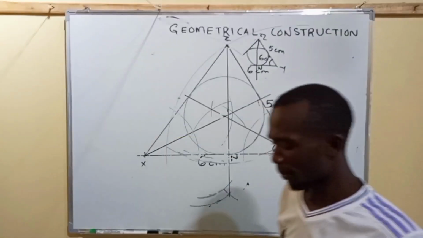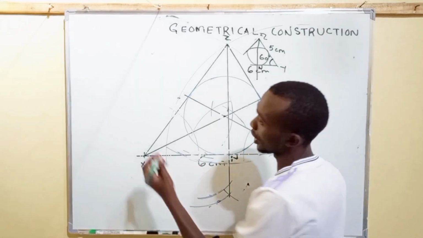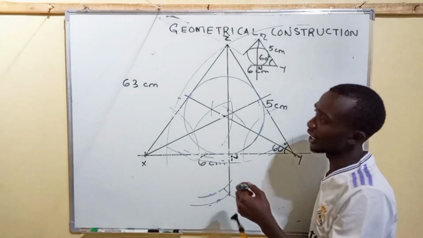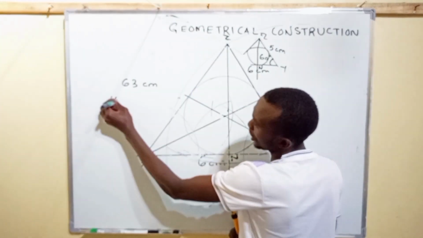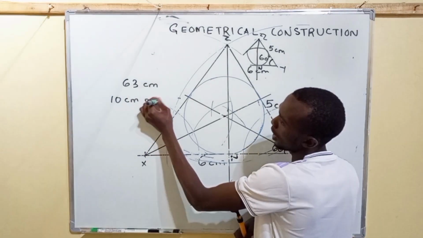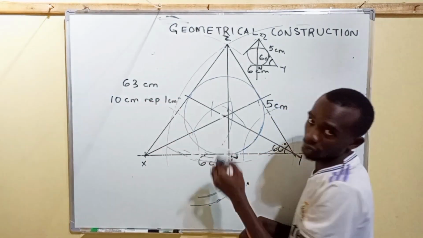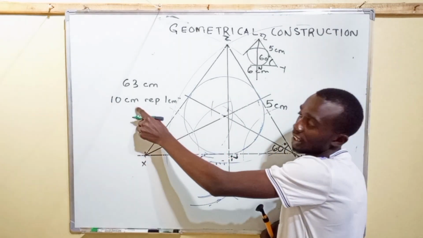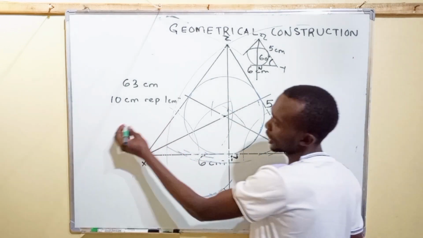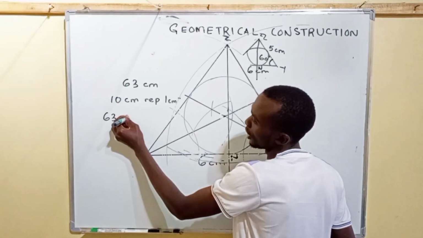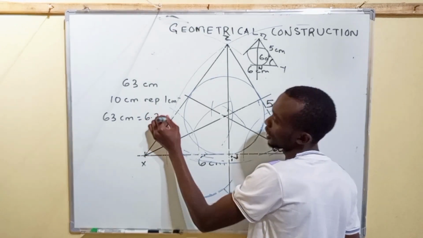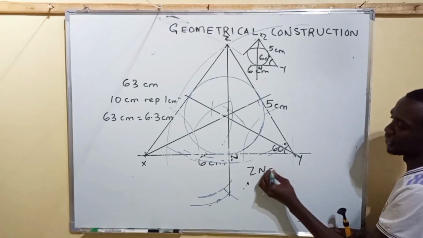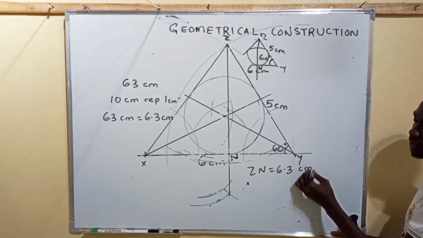So my ruler is giving me a measurement of 63. I'm using a meter ruler, 63 centimeters. I was using a scale where 10 centimeters represented 1 centimeter of the actual measurement. So 63 centimeters is equivalent to 6.3 centimeters. So length ZN is equal to 6.3 centimeters.